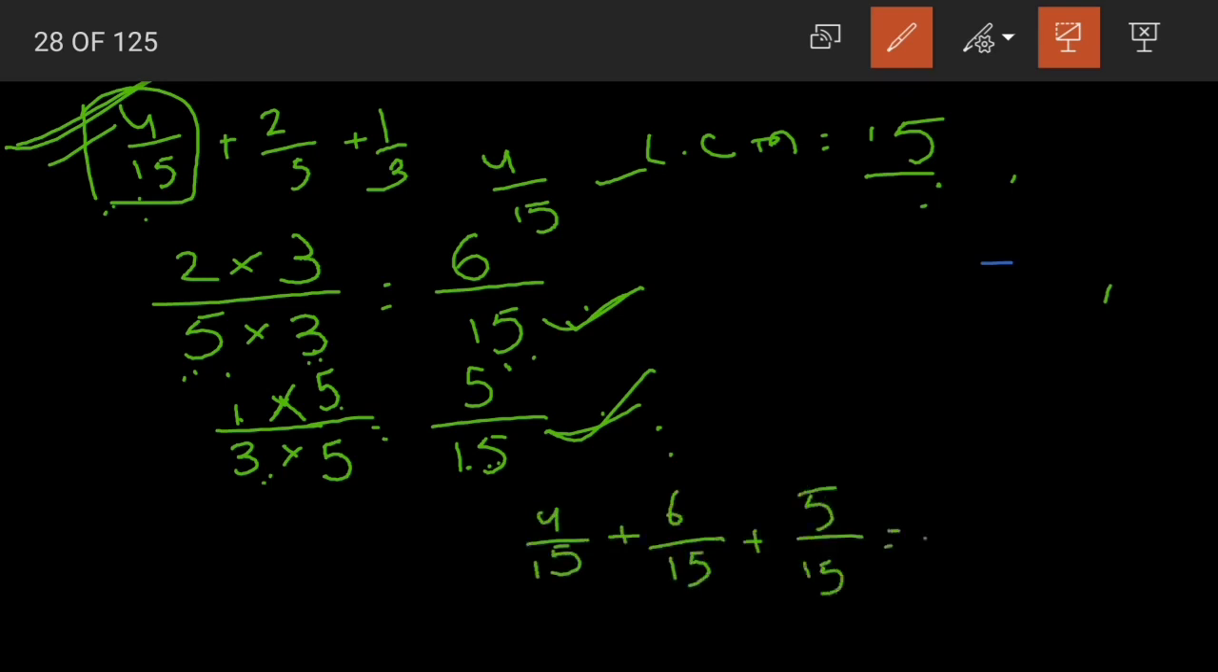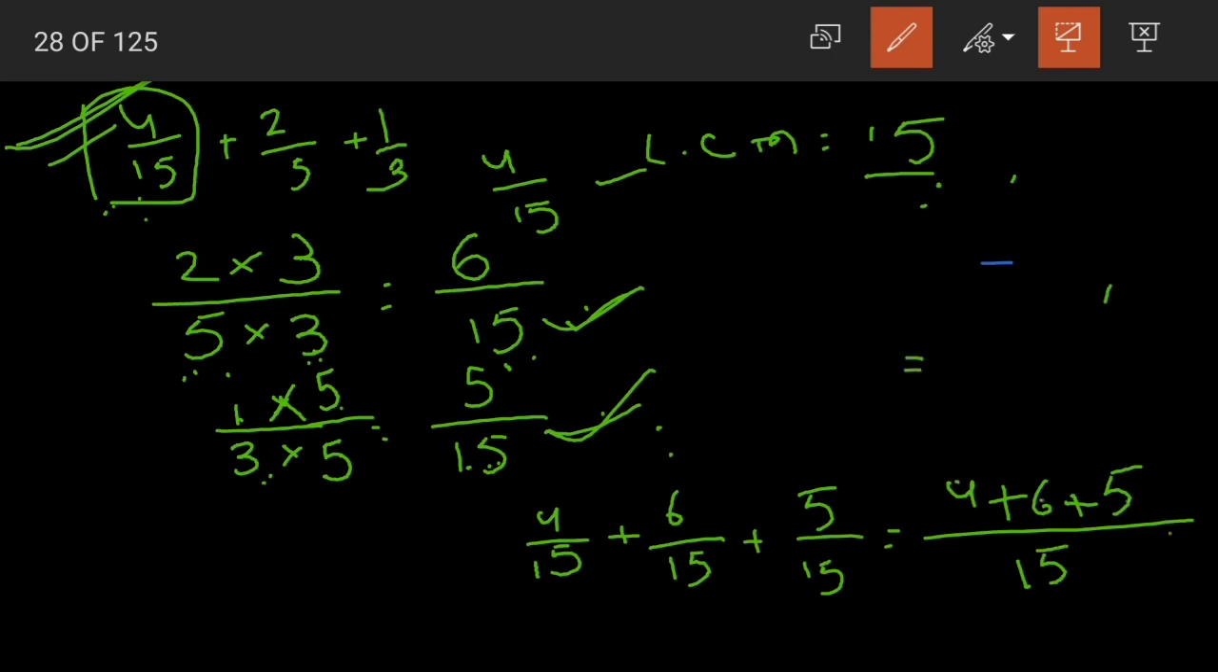Now what should we do? What is our main purpose of converting them into like fractions? We need to add them. Yes. So if we add, all the numerators should be added together. 4 plus 6 plus 5 divided by, should we add the denominators as well? No, we should not add the denominators. We should simply write the common denominator 15. Yes, children? Now what is the sum of the numerators?